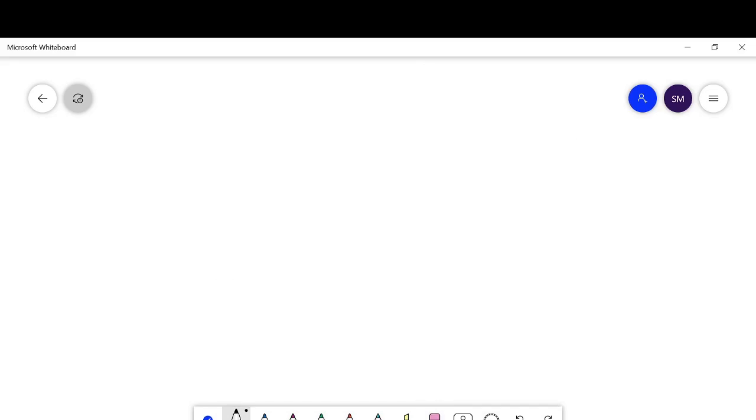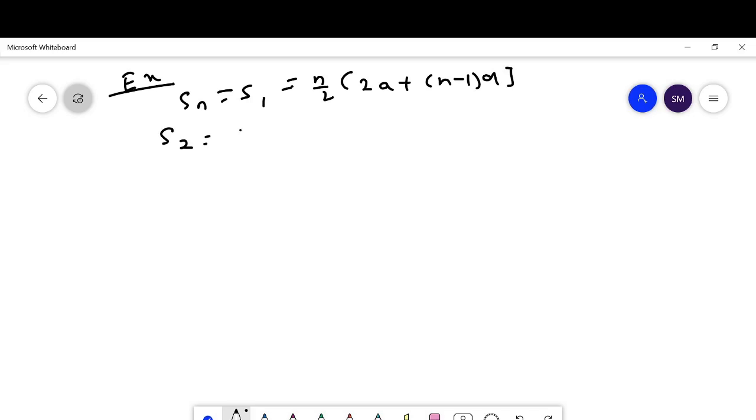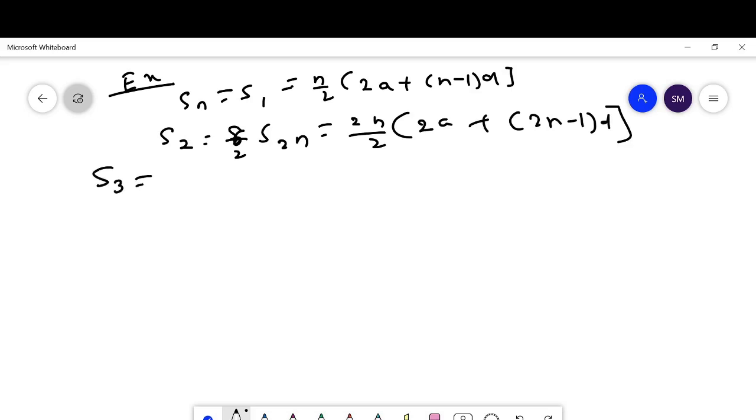Here is another question. The sums of n, 2n, 3n terms of an AP are S1, S2, S3 respectively. Here in the question, at first try to understand the question. Sum of n terms is S1, means Sn is equal to S1, which is equal to n by 2 into 2a plus n minus 1 into d. Then S2 is equal to S of 2n, which is 2n upon 2 into 2a plus 2n minus 1 into d. Then S3 is equal to S of 3n, which is equal to 3n upon 2 into 2a plus 3n minus 1 into d.